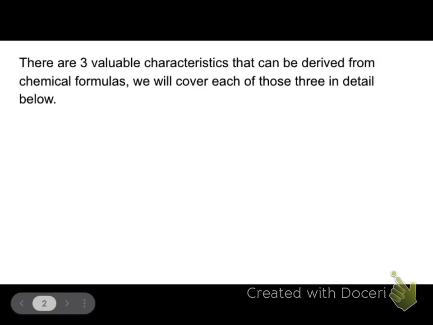All right, let's begin then. There are 3 valuable characteristics that can be derived by looking at a chemical formula. When we say derived, we mean we can gather that information from the chemical formula. And we're going to cover each of those in detail in our notes today. The first of which is going to be formula mass.